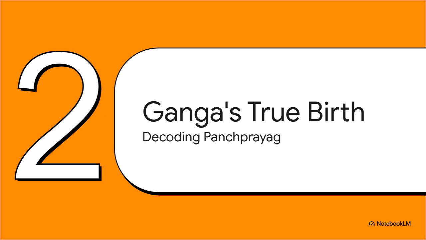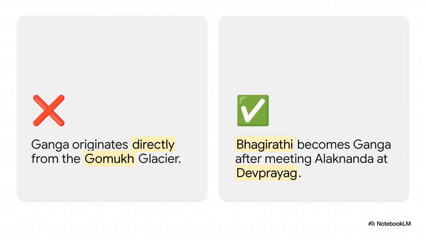Moving on to Section 2, Unlocking Ganga's True Birth, Decoding the Panch Prayag. Okay, now, what's really interesting about this is we're going to clear up a massive geographical misconception right out of the gate. And this is one that actually costs students marks on exams all the time. We've pretty much always been taught that the Ganga originates directly from the Gomukh Glacier. But geographically speaking, yeah, that's completely false.